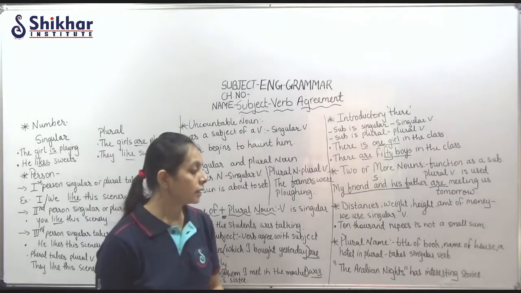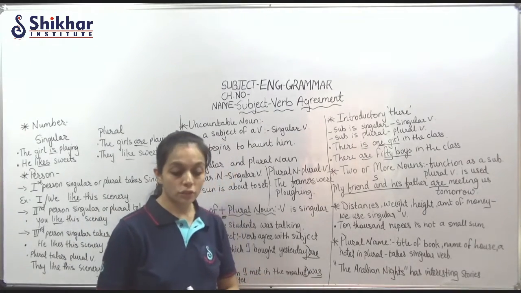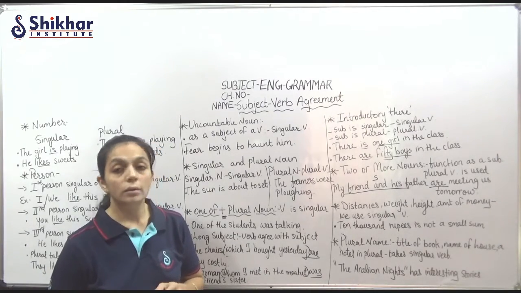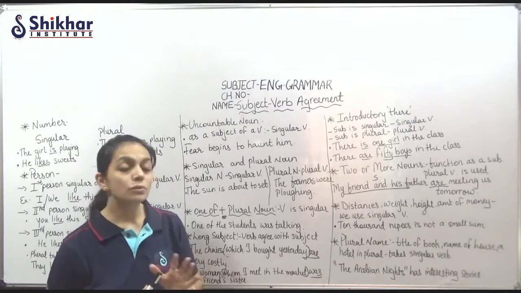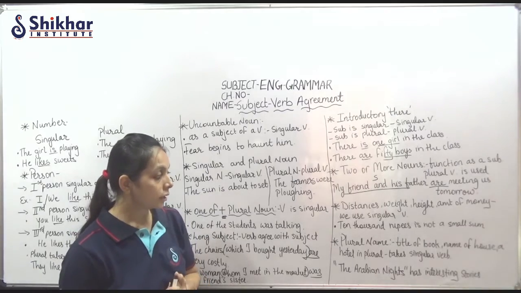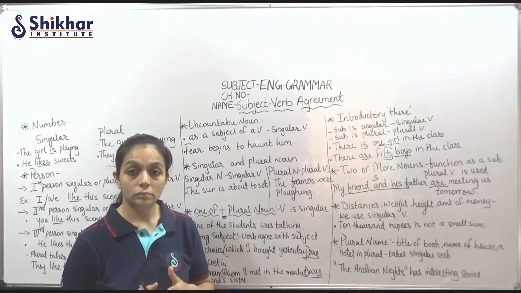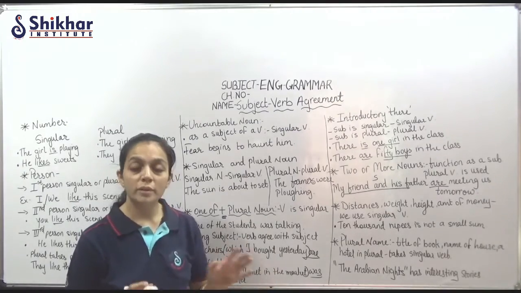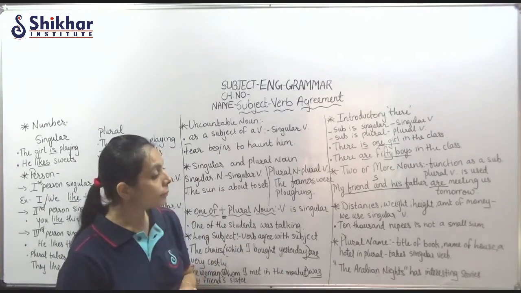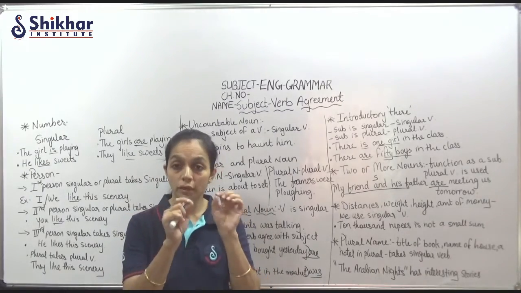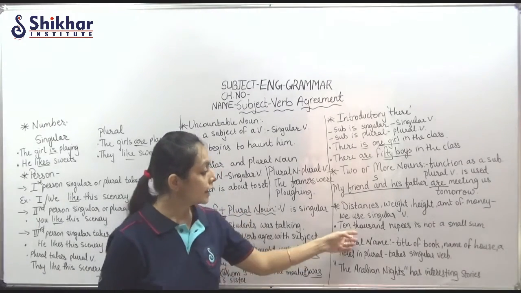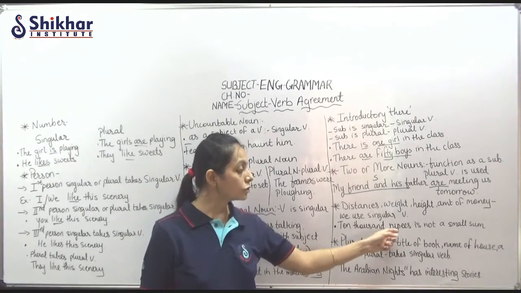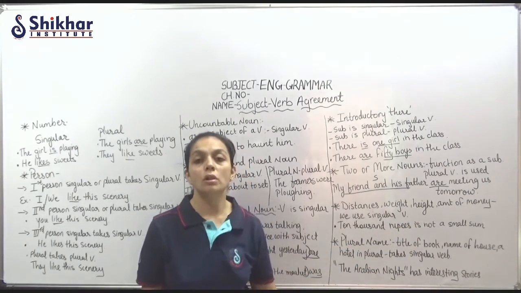Right? Then whenever we talk about distance, weight, height or amount of money, we always use a singular verb. Okay? Distance is more. Like 5 kilometers, then also singular verb. 1,000 rupees, then also singular verb. Because it is taken as one unit. 10,000 rupees, you will not write R. 10,000 rupees is not a small sum.